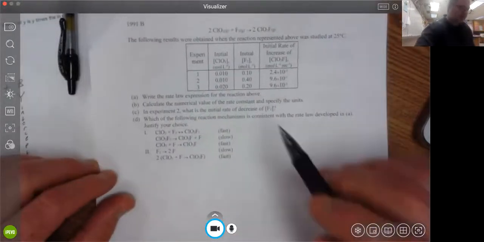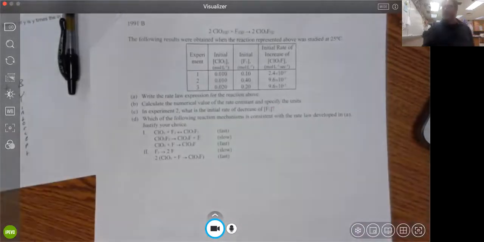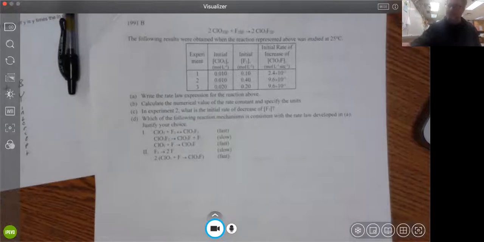Oh, I just realized. I don't think we've done one like this yet. What's different about this one than any one that we've done so far? Anybody see it right off the bat?